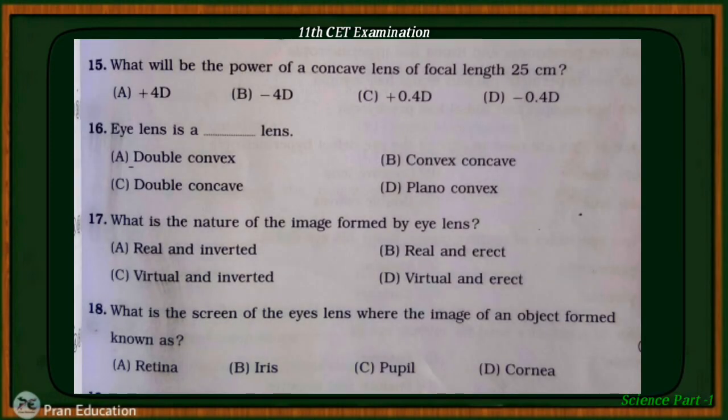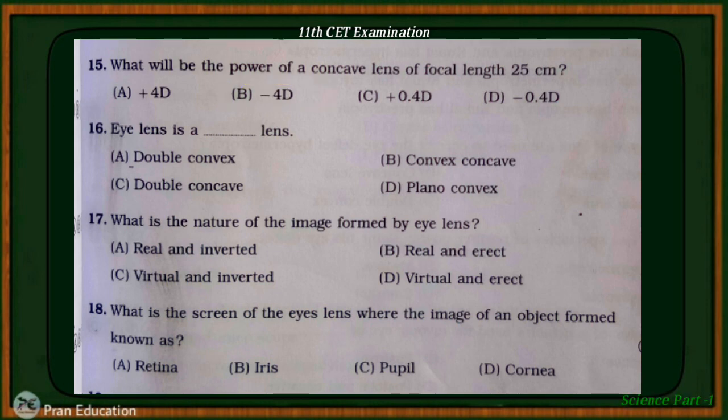15th. What will be the power of a concave lens of focal length 25 cm? Options: A plus 4 D, B minus 4 D, C plus 0.4 D, and D minus 0.4 D. The correct option is option B, minus 4 D. 16th.